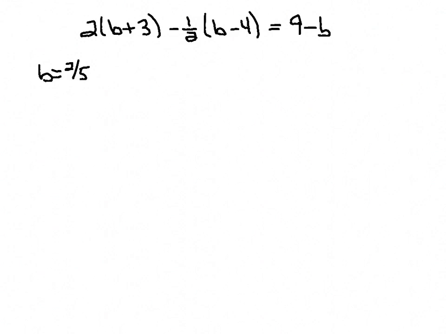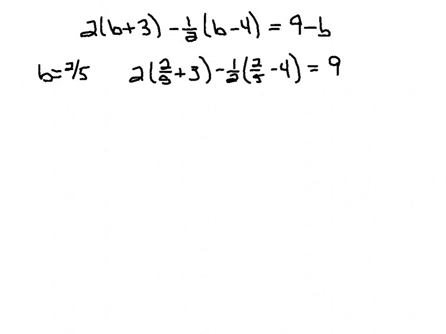I can now verify that 2/5 is indeed my answer by substituting it back into my original equation. Therefore, I'd have 2 times the quantity of 2/5 plus 3 minus 1/2 times the quantity of 2/5 minus 4 is the same as 9 minus 2/5. I'm going to take each component separately.